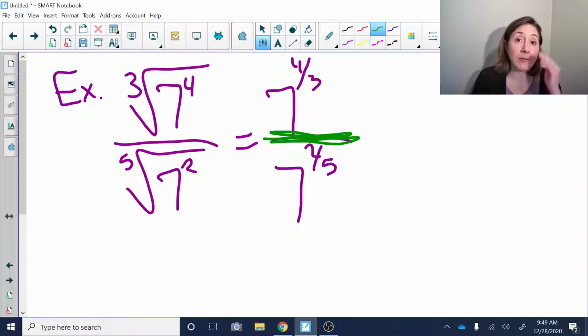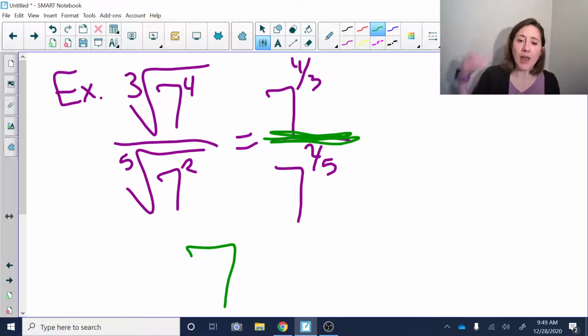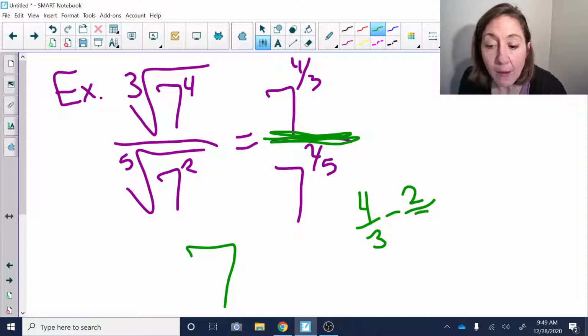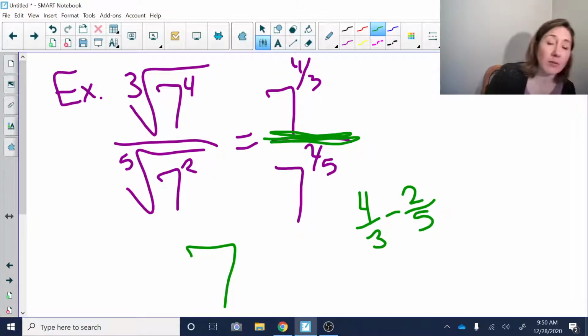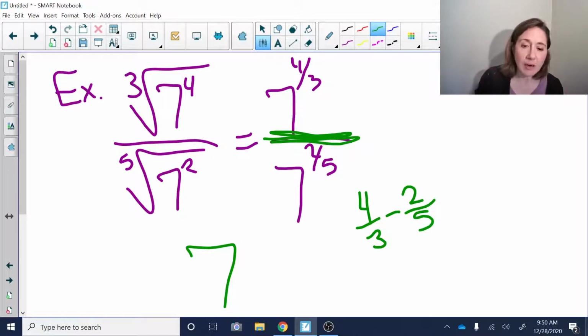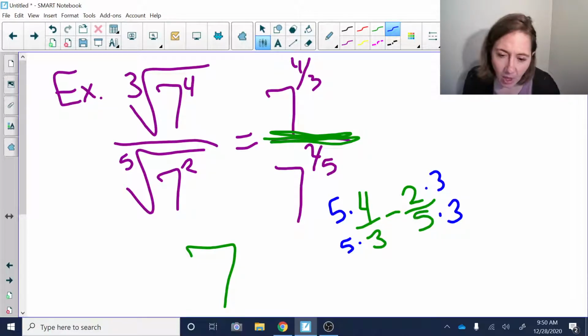Well, we're going to need to keep that base, so it's going to be 7, and then we need to subtract these exponents. So it's going to be 4/3 minus 2/5 is how I'll figure out what the exponent will be. So since we know stuff about exponents, we're applying that knowledge in this situation. So we need a common denominator in order to subtract fractions.